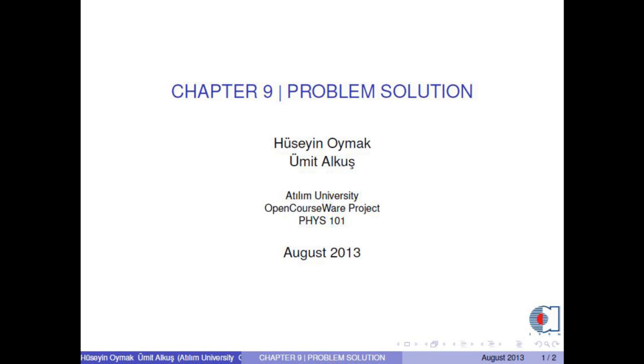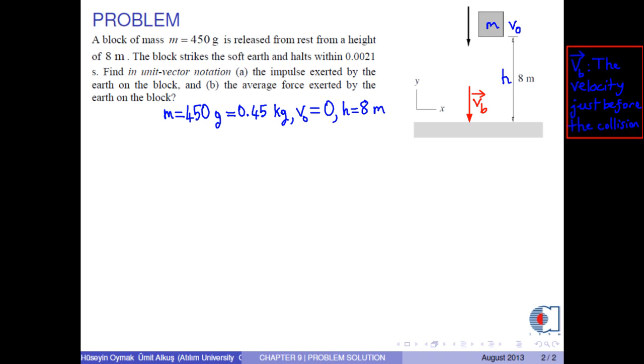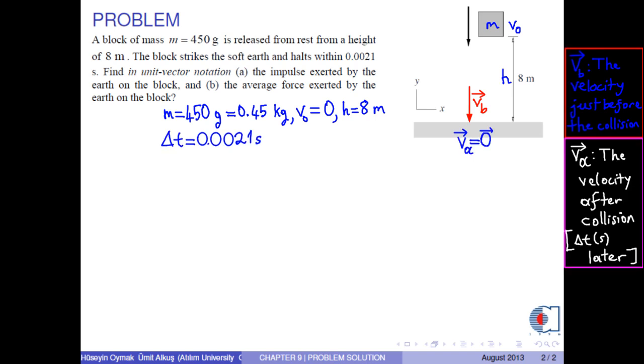In this video, we will solve one problem in Chapter 9. A block of mass m, 450 grams, is released from rest from a height of 8 meters. The block strikes the soft earth and halts within 0.021 seconds. A. Find in unit vector notation the impulse exerted by the earth on the block.